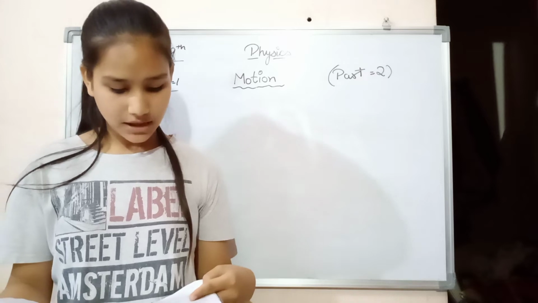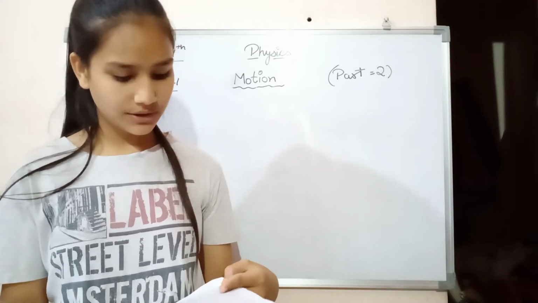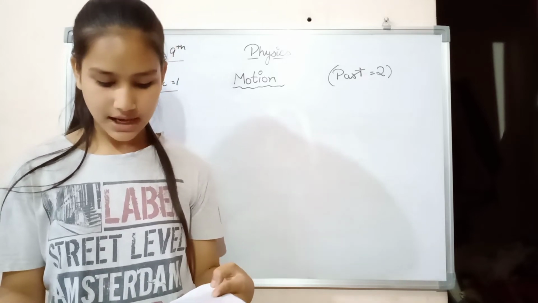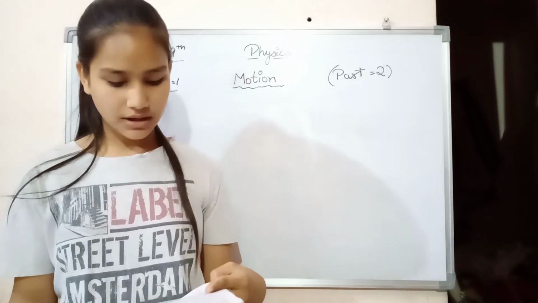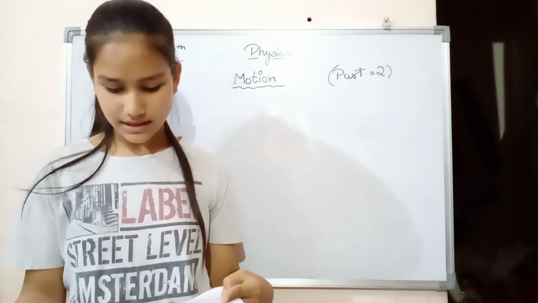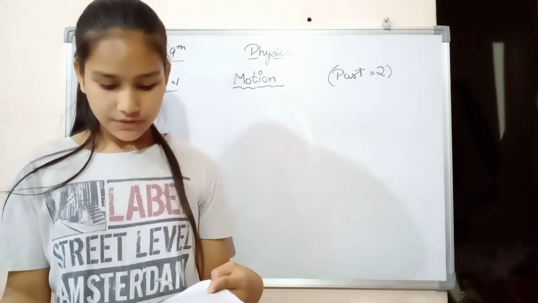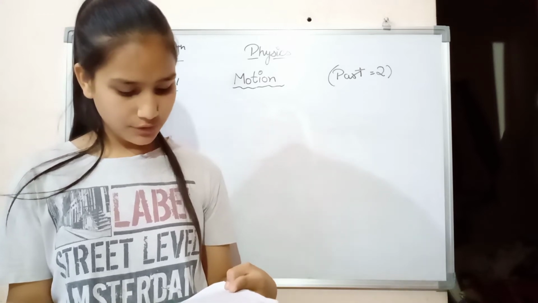A body has a uniform motion if it travels equal distances in equal intervals of time, no matter how small these time intervals may be. For example, a car running at a constant speed of say 10 meters per second will cover an equal distance of 10 meters every second. So its motion will be uniform.